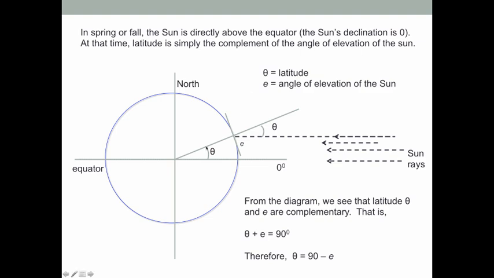This line of latitude is straight from the center of the Earth going straight up vertical at whatever point you're standing at. So if you measured the angle of elevation to the sun, the complement of that angle is theta. So we know that theta plus E is 90 degrees, and therefore we could write theta as 90 degrees minus whatever the angle of elevation is. So measure the angle of elevation of the sun, subtract it from 90, and that's the latitude. That's only true in approximately March and September when the declination is 0.